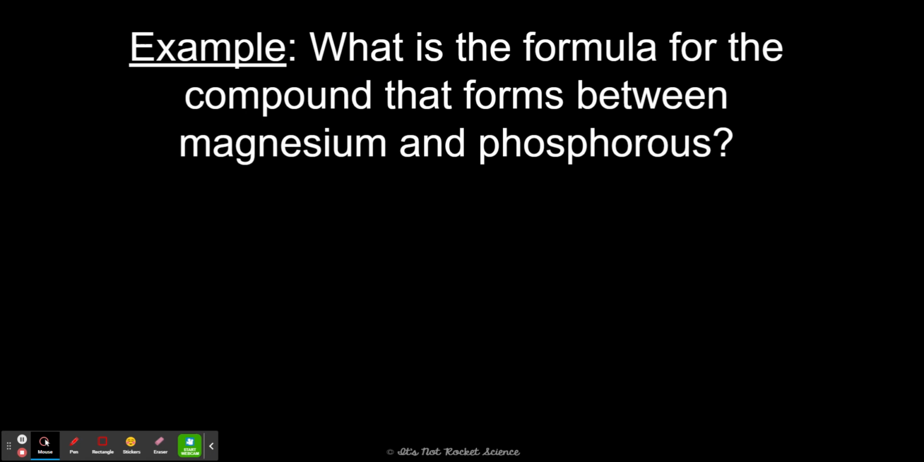Okay, so let's look at an example here. If we want to know how magnesium and phosphorus are going to form an ionic compound, magnesium is our positively charged ion, and phosphorus is a negatively charged ion. Now we could do the electron dot deal, or we could just do this fancy little trick.